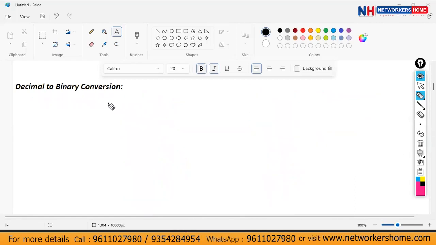So now let's do one more example. Convert 224 in binary. Almost everyone is done. Okay. See here, we want to convert 224 in binary. So again, divide by 2. What will be the value?